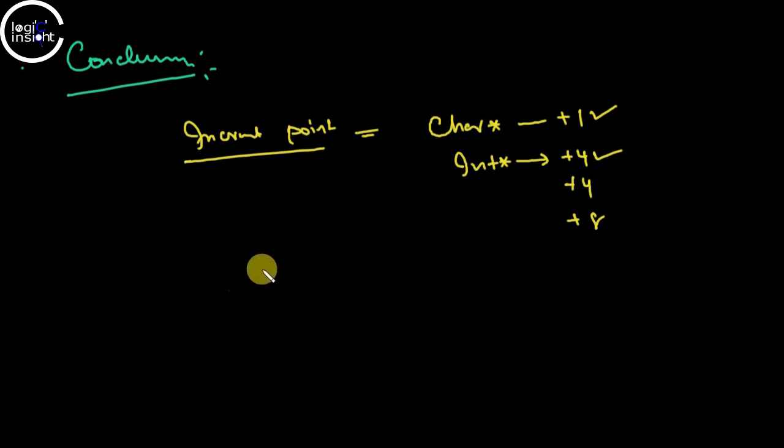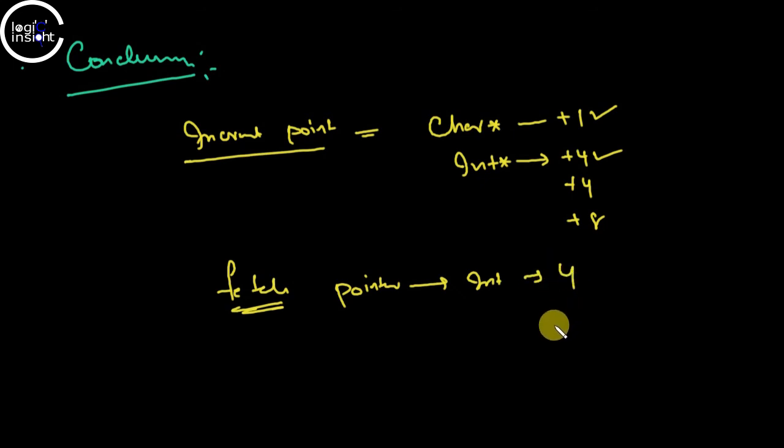Now how many bytes we have to fetch is also decided by the pointer only. If it is an integer, then it will fetch 4 bytes. If it is a character, then it will fetch 1 byte. So it depends on what type of pointer it is. I hope you understood what I said.